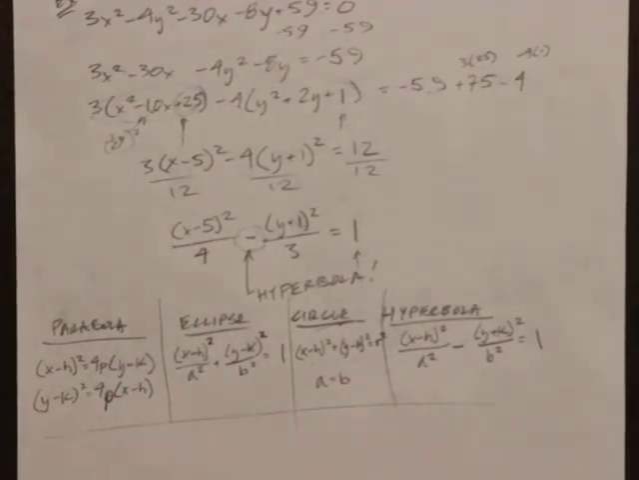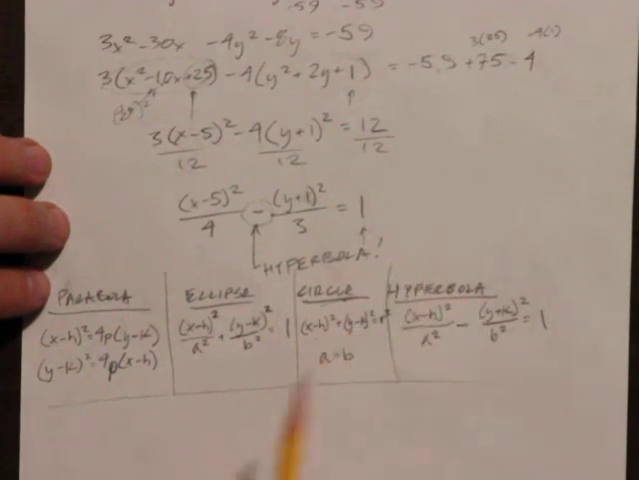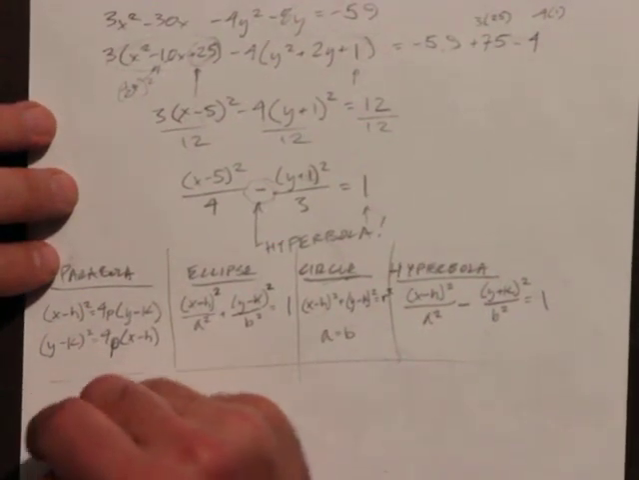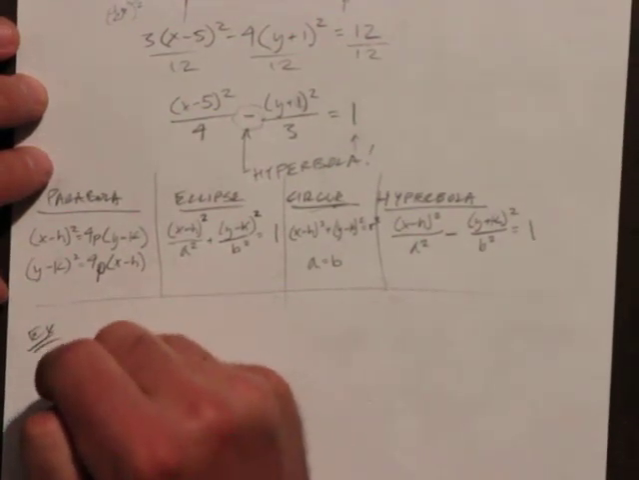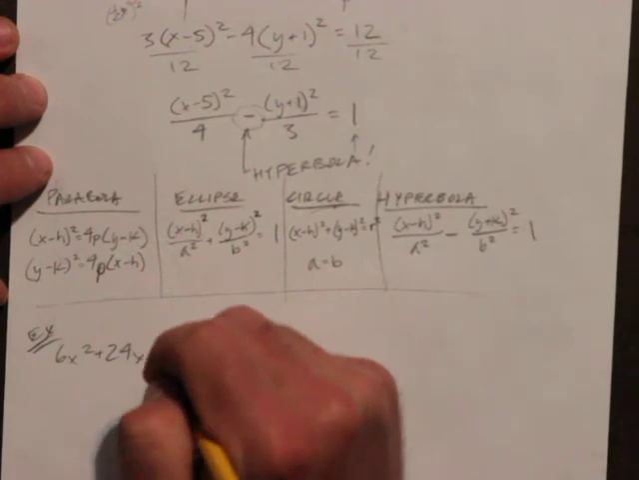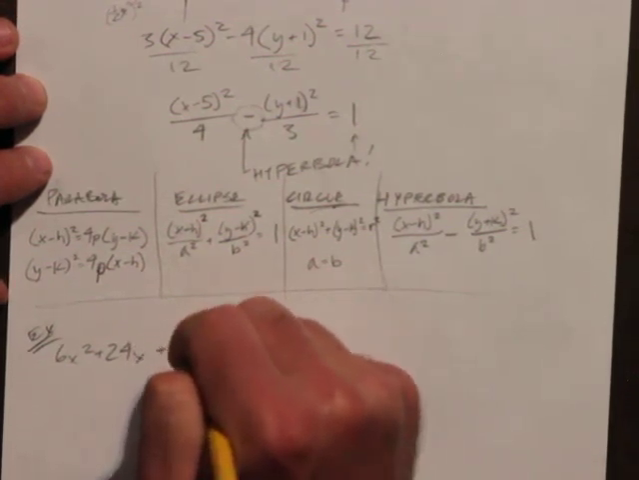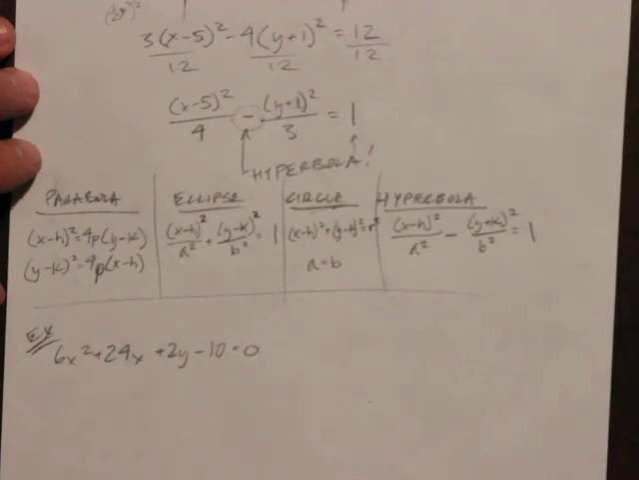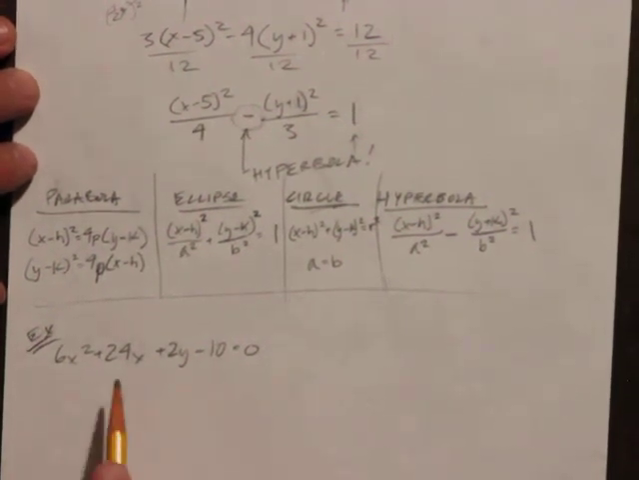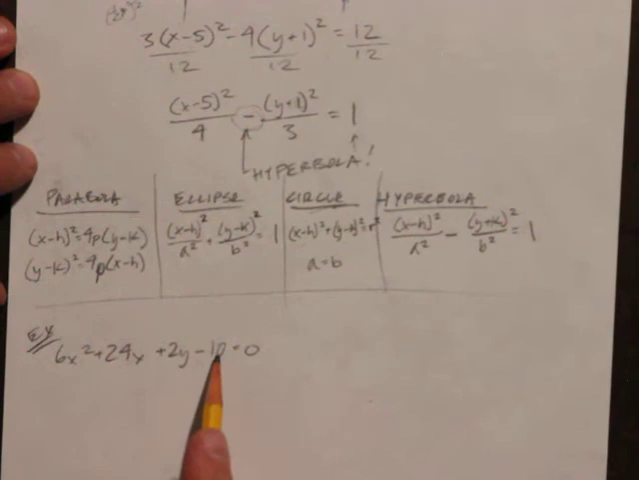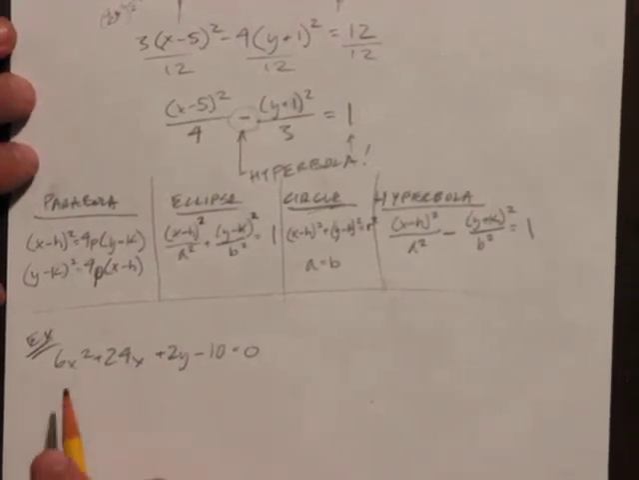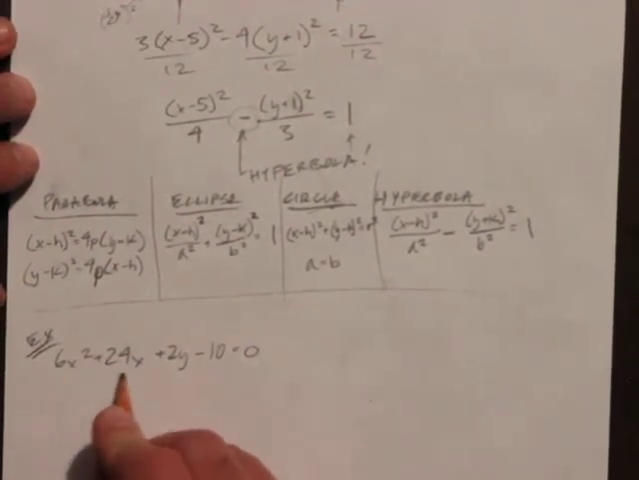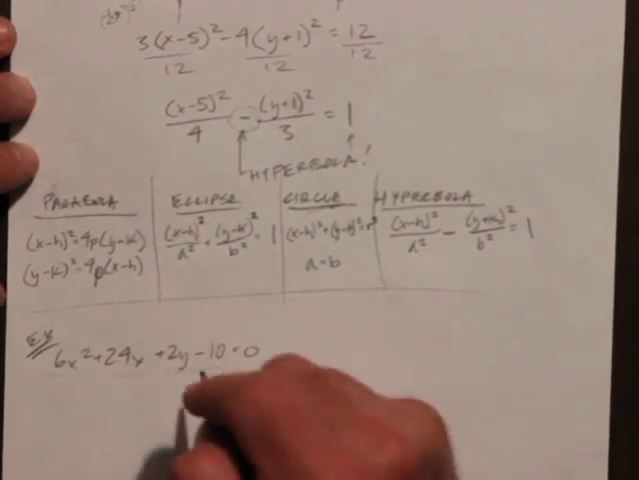Let's go ahead and let's do this one. All right, this looks like one more example. Let's do this. This should work out fine. 6x squared plus 24x plus 2y minus 10 equals 0. Now right off the bat, I see I've got x squared here and I don't have a y squared. I know this is going to be a parabola, but I'm going to give you a little practice with completing the square here anyways. So I've got my x's by themselves and my y's by itself.